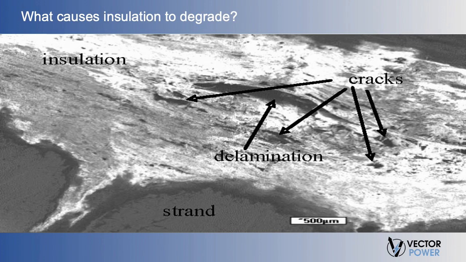Okay, so what causes insulation to degrade? Well, let's start with electrical stress. Insulation is designed for a particular application. Overvoltages and undervoltages cause abnormal stresses within the insulation, which can lead to cracking or delamination of the insulation.